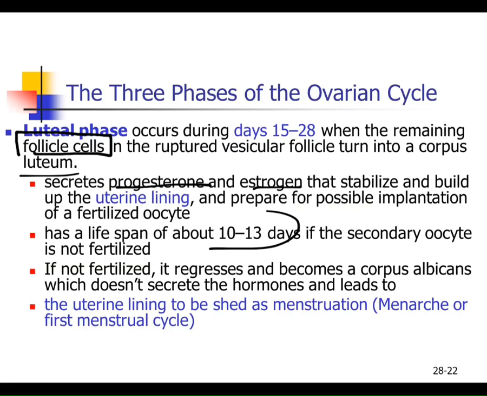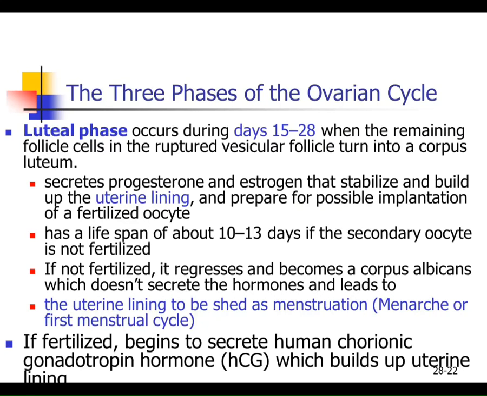Okay? If the egg is not fertilized. And so if it's not fertilized, the corpus luteum will regress and becomes the corpus albicans, think albino, the white body. At that point, it no longer secretes hormones, and that will now lead to the shedding of the endometrium and beginning of bleeding, the menstrual cycle once again.